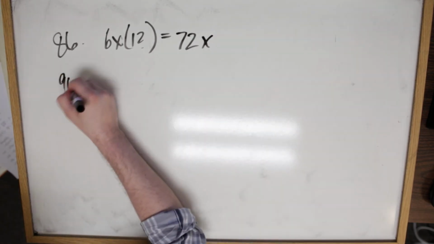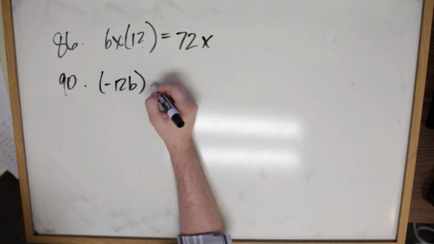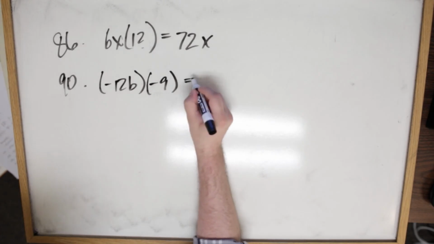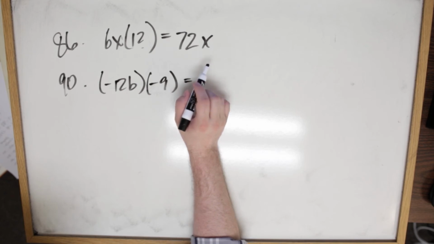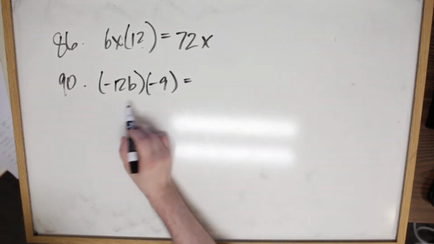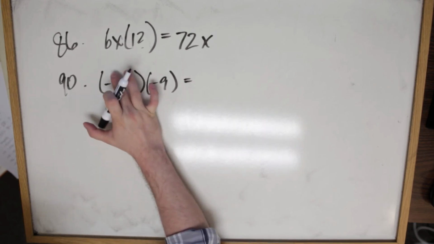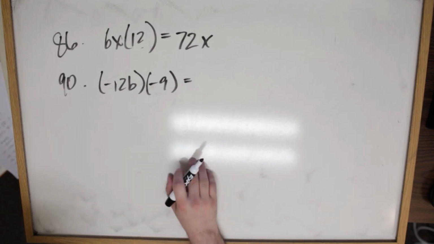Number 90. Minus 12b minus 9. If you don't have these memorized, there are different tactics to doing the multiplication or the arithmetic quickly. A lot of it is just mental math.